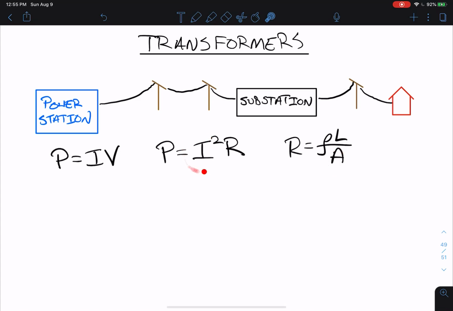But what really matters is the current. Because the current is squared, you really need the current to be as small as possible. But the problem is, if you have a small current, we still need a large power transfer. So that means a high voltage. And that's why all power lines say danger high voltage. So the question is, though, how do you get a low current and a high voltage? And that is where transformers come in.